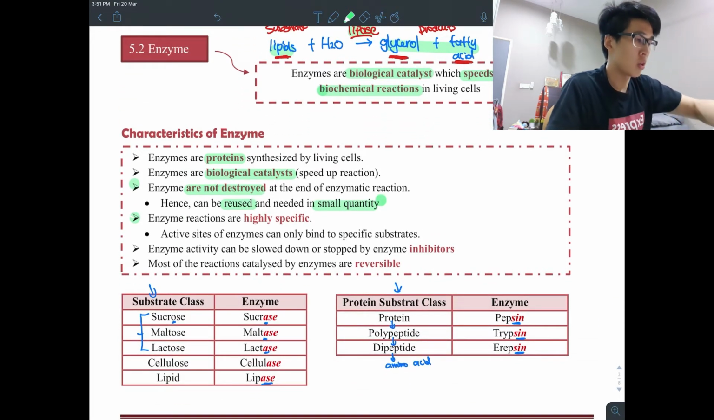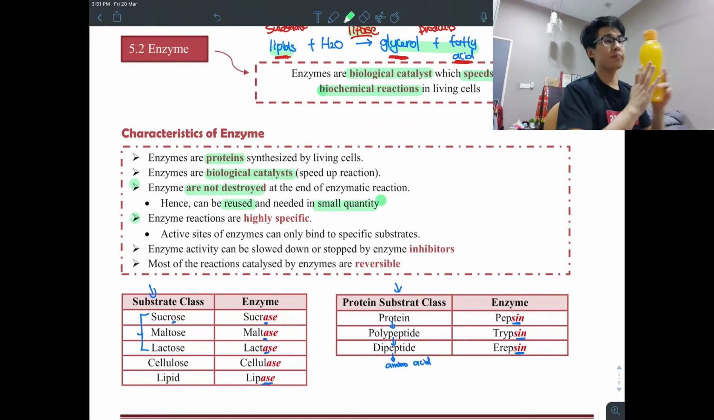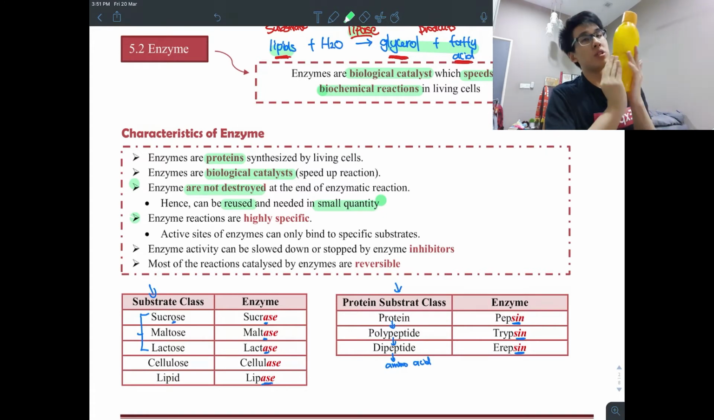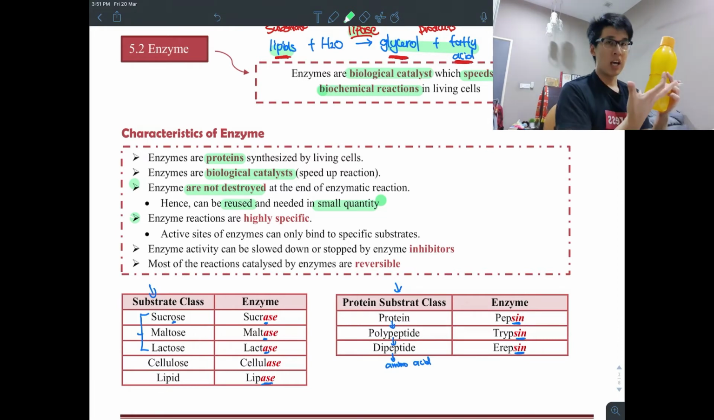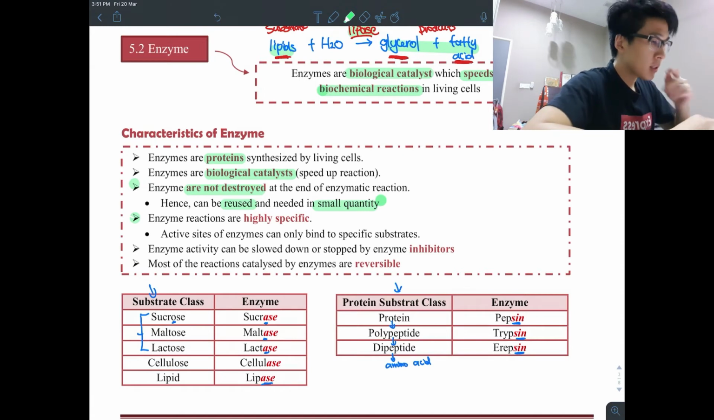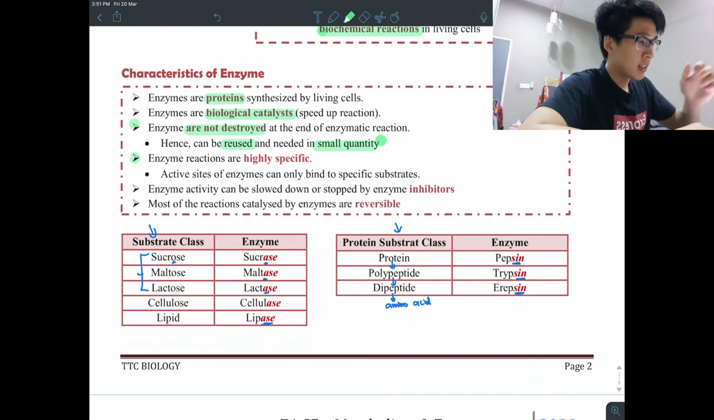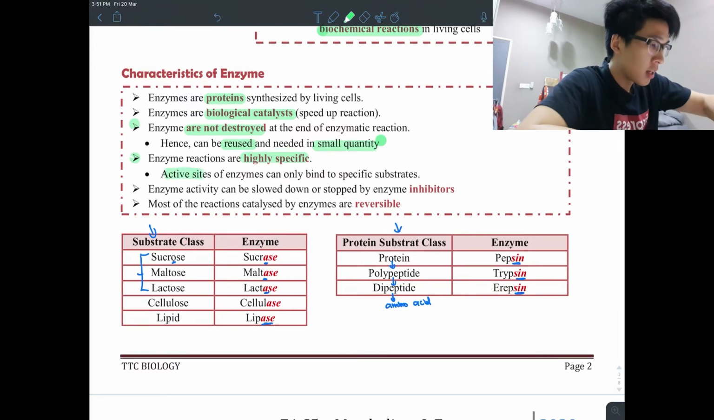Just like my bottle. Why do I only need 1 bottle? Why only a small quantity? Because if today I use it, at the end of the day it doesn't break down, it doesn't spoil. So tomorrow I can still refill water and reuse it, next week, next month, also can reuse. That's why I only need 1 bottle, small quantity. Understand, right? Next, enzymes are highly specific.